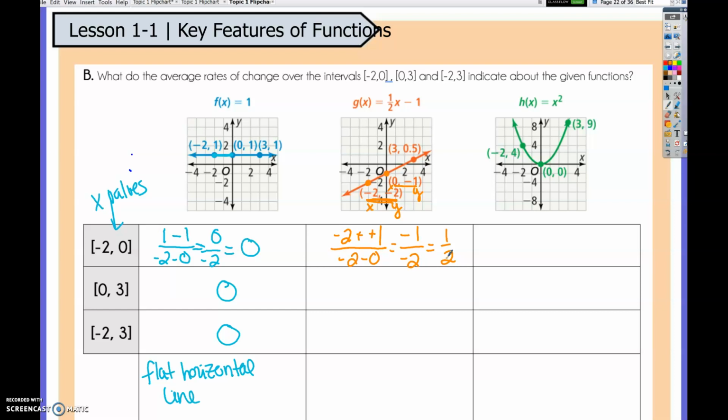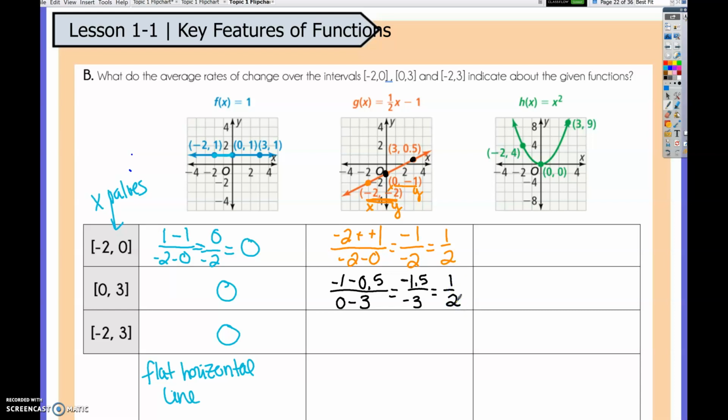If I do it for the other interval from 0 to 3, I'm going to be using these 2 points, this one and this one. 0 and 3, again, are my x values. So I would have my y value here at negative 1 minus my y value up here of 0.5 over my x value here of 0 minus my x value there of 3. Negative 1 take away 1/2 is negative 1.5 over negative 3. A negative divided by a negative, again, just like up here, is a positive. And 1.5 divided by 3 is 1/2.